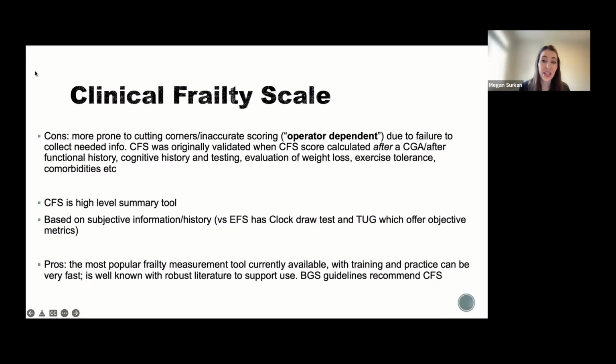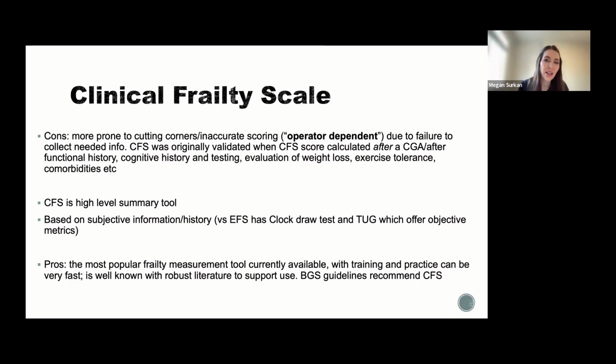So finally, the clinical frailty scale. This is the most popular frailty measurement, I think, worldwide at this point. Very well known. There is a training course available on the Dalhousie website for the clinical frailty scale. With practice, this can be done fairly quickly and has robust literature to support its use. And this is the tool that BGS guidelines recommend perioperatively. The potential downsides to the CFS: it can be more prone to cutting corners or inaccurate scoring, something called operator dependence. So if 3 different people measure CFS, they may be more likely to come up with different numbers or different scores if you don't take the time to collect the needed information.